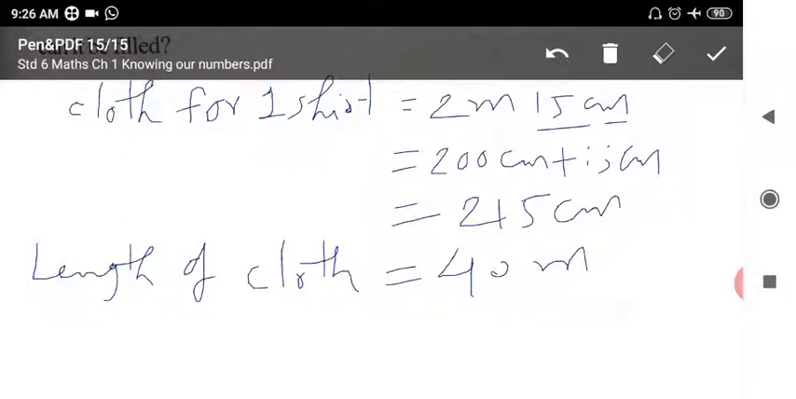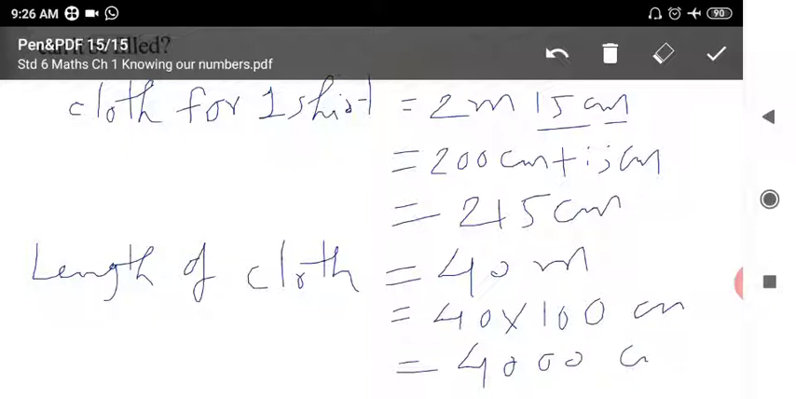So as we have just done, 1 meter means 100, 2 meter means 200. So 40 meter means 40 into 100 we have to calculate now. Okay, so when we do 40 into 100, what we will get? 40 into 100 is equal to 4000 centimeter.